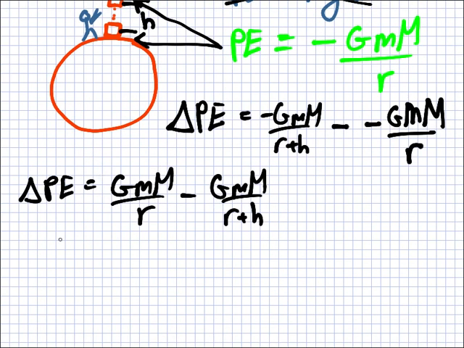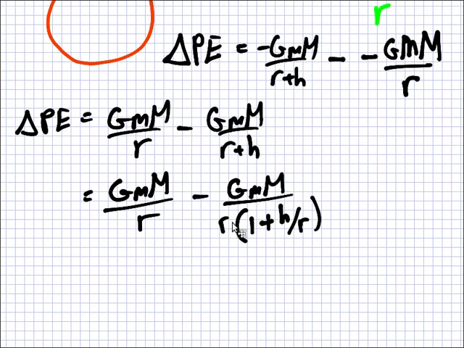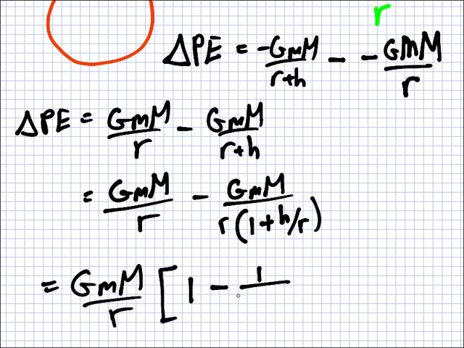Okay, so this equals GMm over R minus GMm over R times 1 plus h over R. Do you see I took the R out from down below here. Now, if you look carefully, you'll see that this is the same as this. So what I can do is take it out: GMm over R, bracket 1 minus 1 over 1 plus h over R.